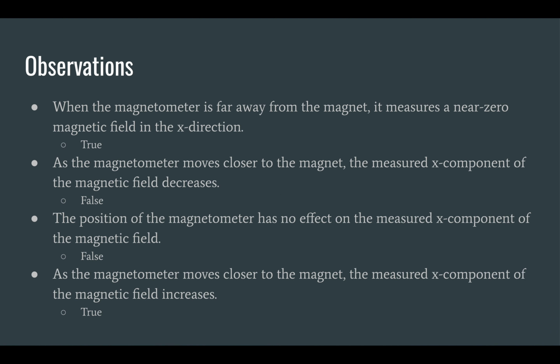So, observations: when the magnetometer is far away from the magnet, it measures a near-zero magnetic field in the x direction. We found this was true. As the magnetometer moves closer to the magnet, the measured x component of the magnetic field decreases. That was false. The position of the magnetometer has no effect on the measured x component of the magnetic field. We found this was false. And as the magnetometer moves closer to the magnet, the measured x component of the magnetic field increases. We also found this to be true.